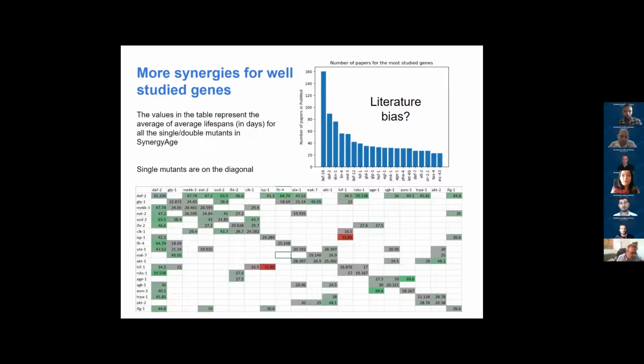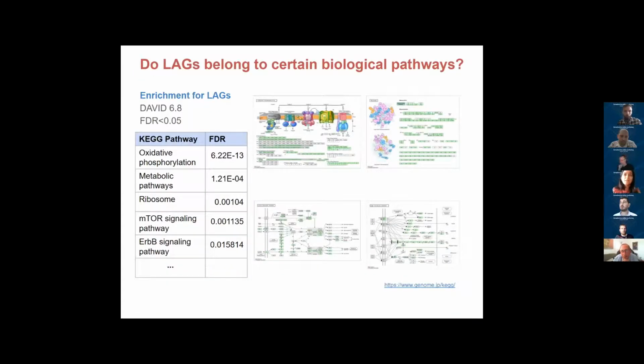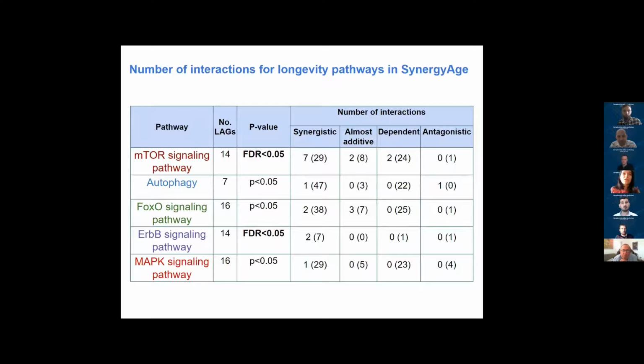Still, considering this limitation, we wanted to analyze if any molecular connections could be inferred for each of the epistasis categories. Our analysis focused on identifying interactions between pathways. First of all, we identified longevity pathways by enrichment analysis for LAGs. After applying the multiple testing correction, 5 pathways showed enrichment at FDR less than 0.05. However, much more pathways contain longevity-associated genes.